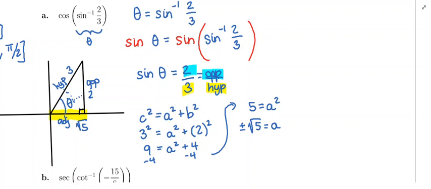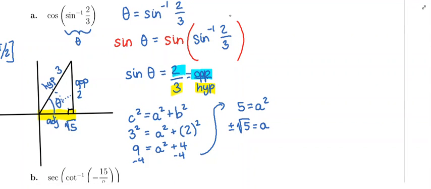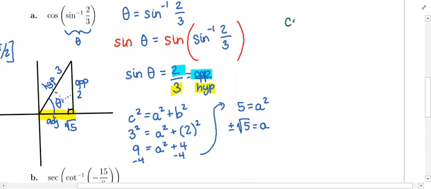So we have constructed the right triangle for theta in quadrant 1, and we know that based on our drawing here, the sine of theta is 2/3, and we have done the work to get the remaining side. Now that we have this right triangle, we're going to use it to solve the problem. I am going to rewrite the original problem. We are trying to compute the cosine of the sine inverse of 2/3.